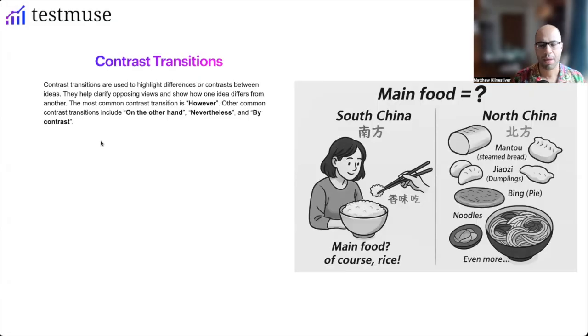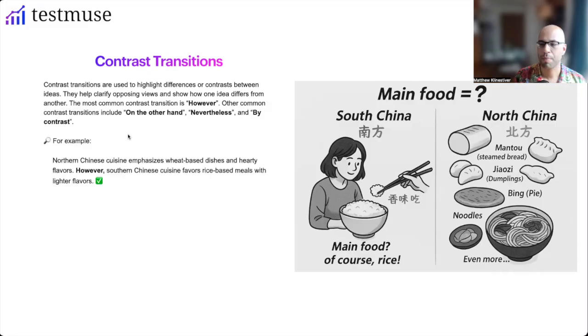So contrast, obviously the most common contrast word is just however, right? And however functions pretty much like but does, okay? It just shows that kind of distinction between two situations. We've also got on the other hand, nevertheless, and by contrast. And by contrast has contrast right in it, so it should be easy to see. But these are showing us differences, right? And you could also think about them as showing opposing views. I think chocolate is delicious. However, my brother thinks it's disgusting, for example.